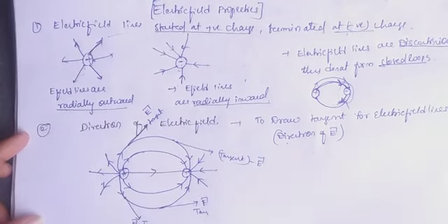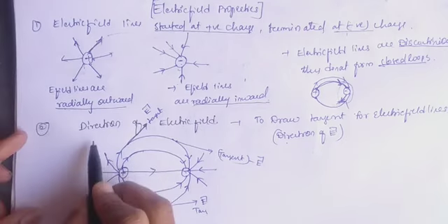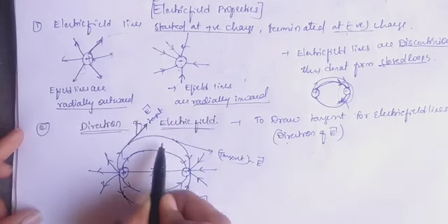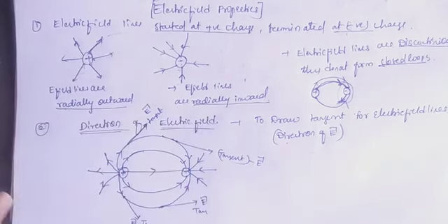So to get the electric field direction, we have to draw the tangent to the electric field lines. The electric field lines give the direction of the electric field by drawing the tangent at any point on the electric field line. At any point on the electric field line, if we draw the tangent, then that represents the direction of the electric field.